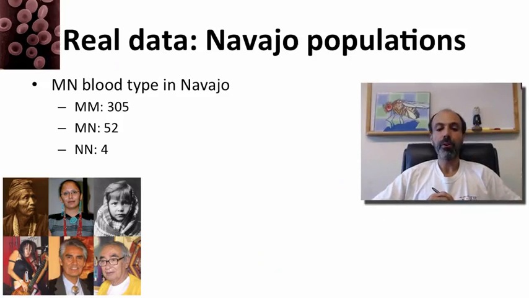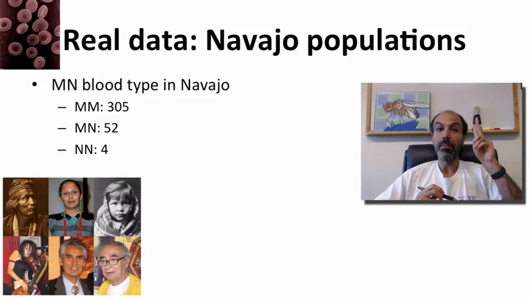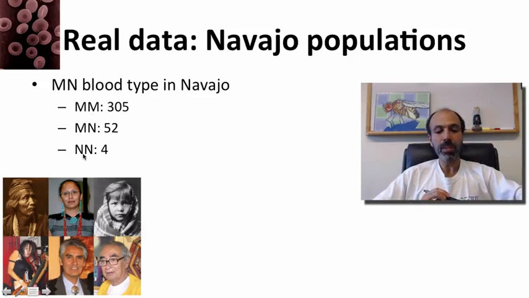Here's some real data from a Navajo population, looking at the MN blood groups. MN, just like big A and little a, there are two alleles, M and N. There are three possible genotypes, MM, MN, and NN. So let's take a look at what we see when we look at the Navajo in this particular group.